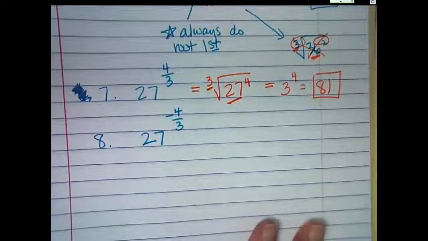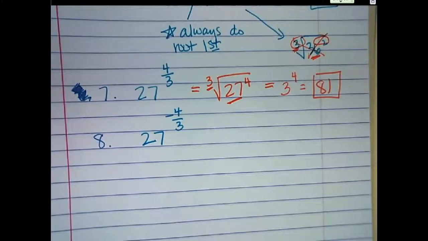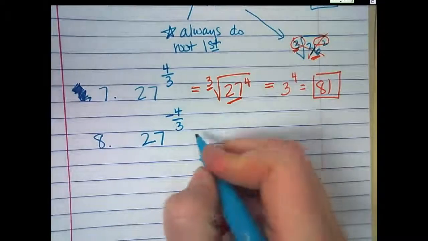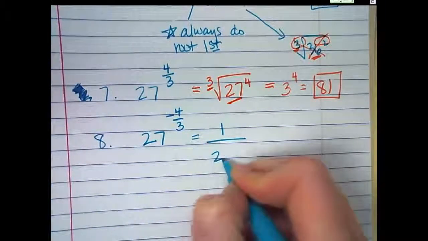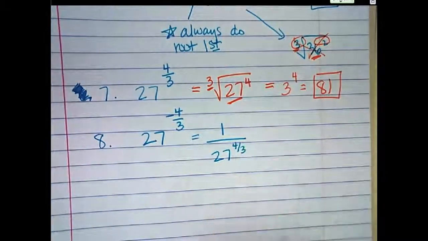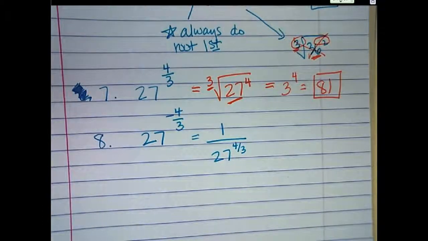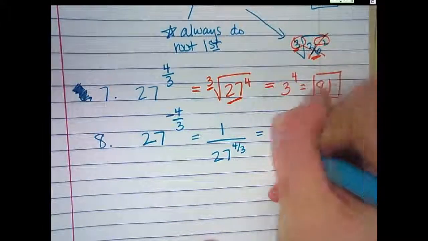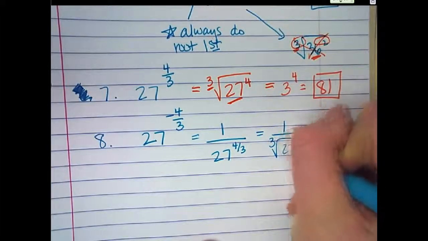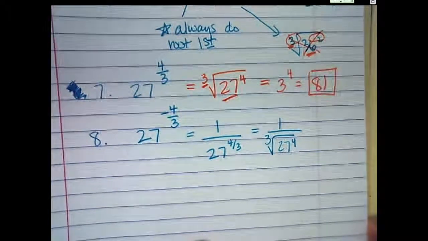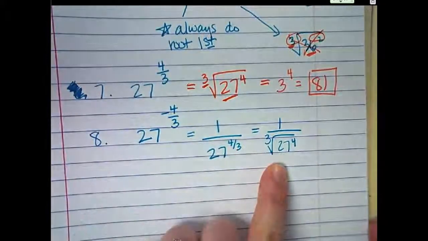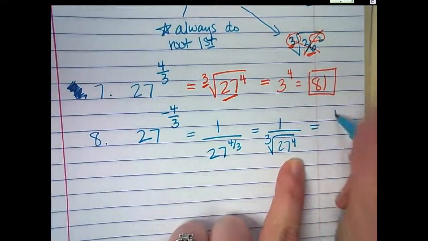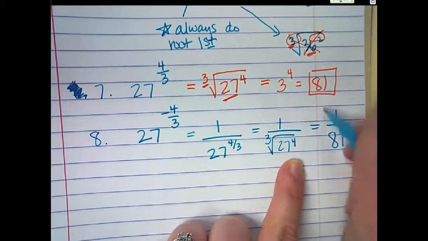Okay, number 8. Look at number 7 and then look at number 8. What's going to change? What does the negative do? It moves it to the bottom. So it's going to be 1 over 27 to the 4 thirds. And we just did 27 to the 4 thirds, but I'll rewrite it here. So again, the cube root of 27 is 3. 3 to the 4th is 81. So this is 1 over 81.